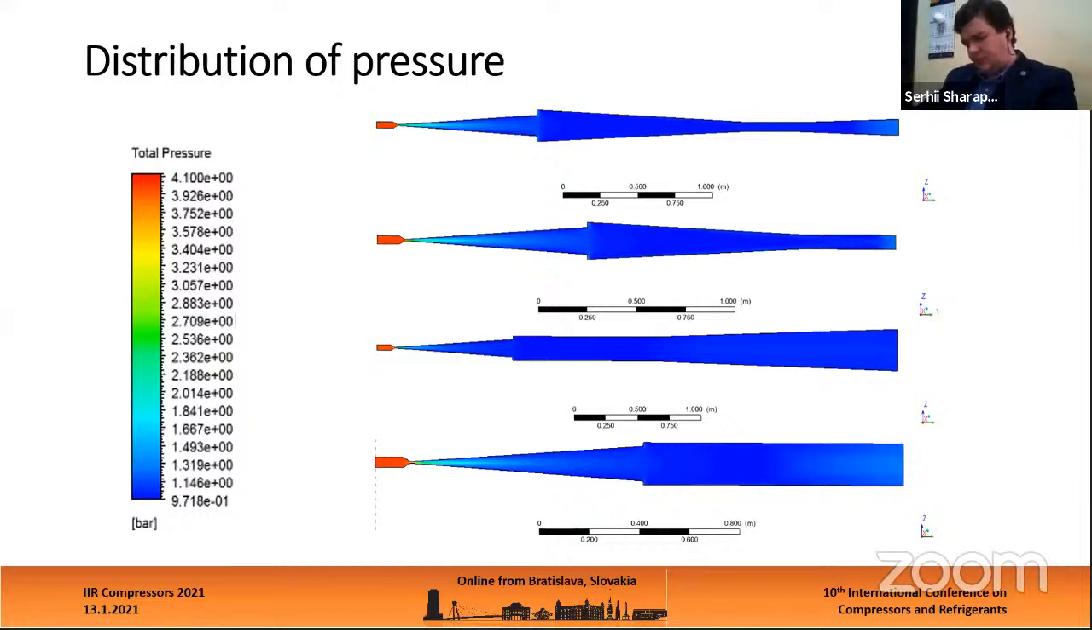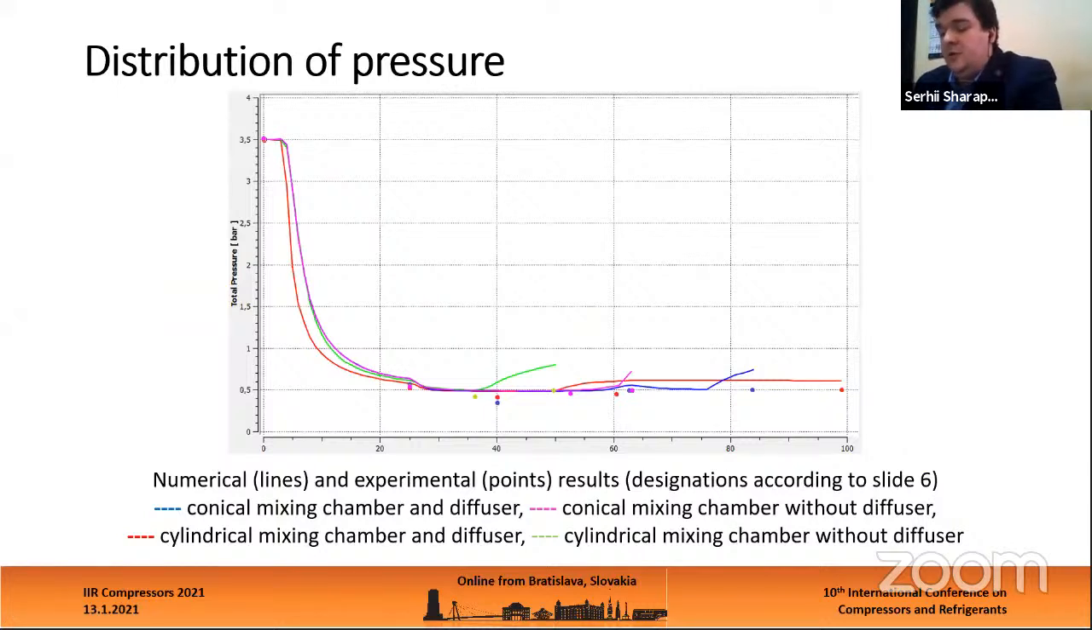Distribution of pressure is one of the most important parameters that we investigated, and you can see on this slide the distribution of pressure in four ejectors, the results of a numerical investigation. This slide presents results of experimental and numerical investigations of liquid vapor ejectors with different designs, describing changes of operation parameters in the axial direction, such as pressure. Lines are numerical results, and points are experimental data. Colors are according to the earlier slide: ejector with conical mixing chamber and diffuser, conical mixing chamber without diffuser, cylindrical mixing chamber with diffuser, and cylindrical mixing chamber without diffuser.